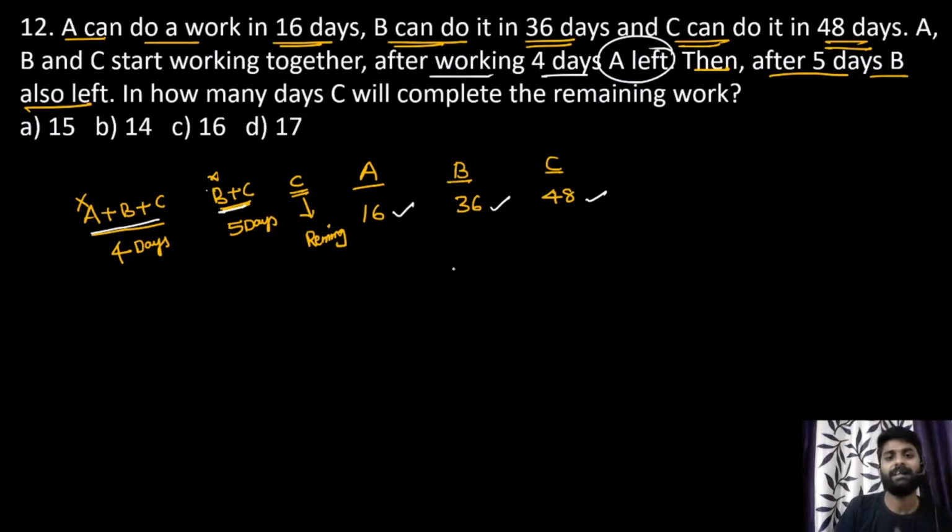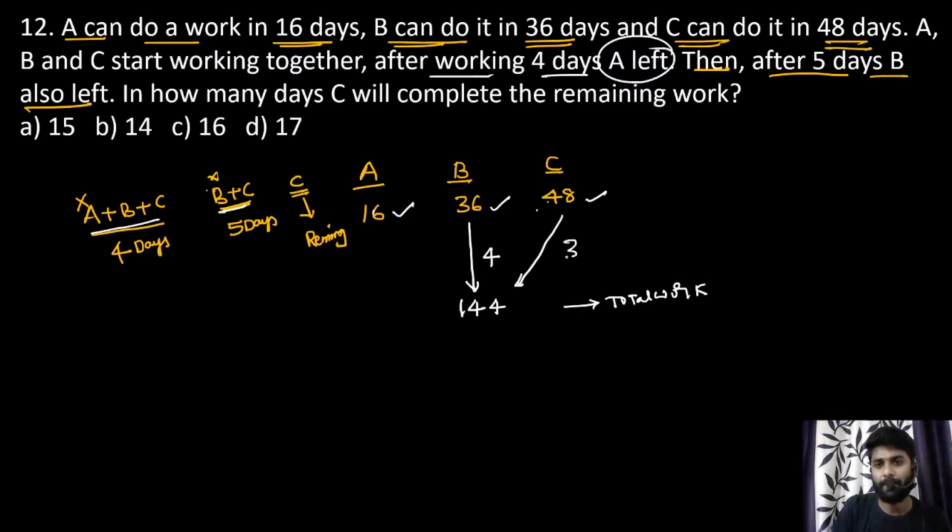Now what is our duty? We need to identify the total work. Now see, 16 and 48, the LCM is 48. 48 and 36, the LCM is exactly 144 units. So 36 becomes 144, they perform 4 units. 48 becomes 144, they perform 3 units. 16 becomes 144, that means 9 units. So A efficiency is 9 units, B efficiency is 4 units, C efficiency is 3 units.